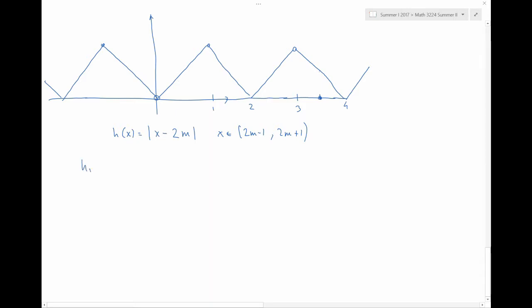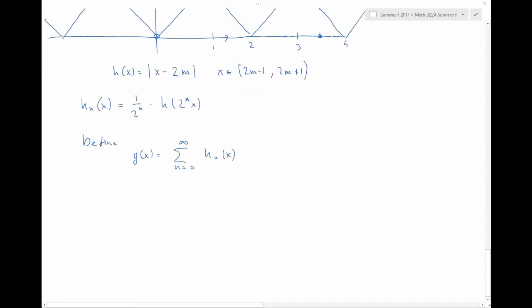Then I'm going to define a collection of functions, h sub n of x, which is going to be 1 over 2 to the power n times h of 2 to the power n times x. 1 over 2 to the power n scales the function down. h of 2 to the power n times x increases the frequency of the function. So the function oscillations are going to be going faster and faster and faster. And I'm going to define a function g of x, which is going to be the sum as n goes from 0 to infinity of h n of x.